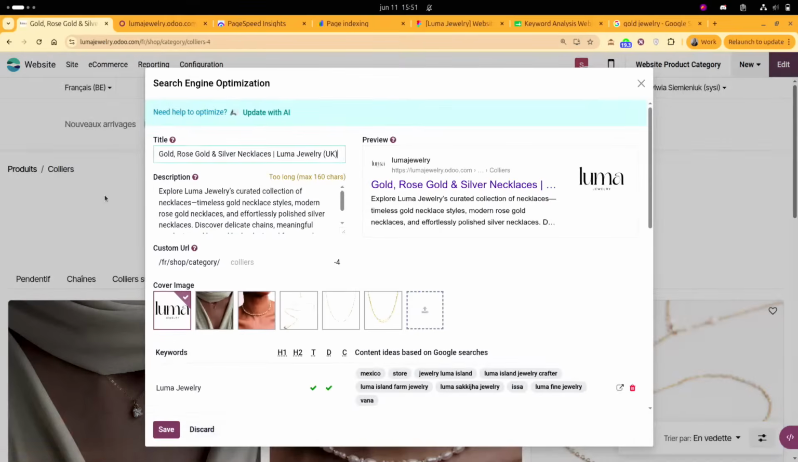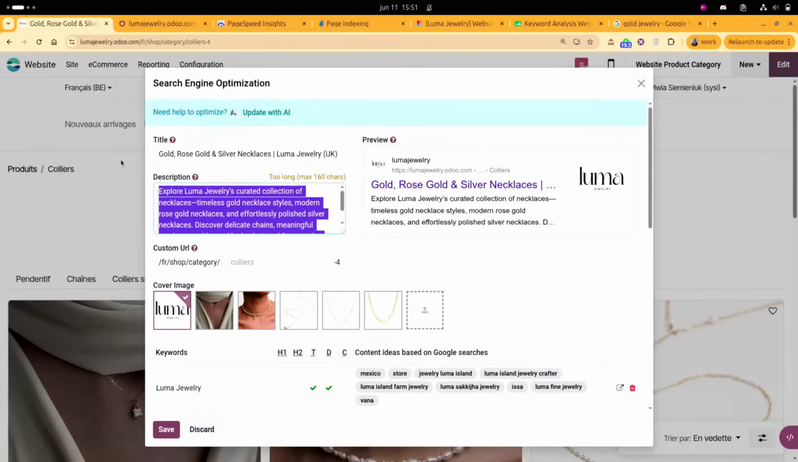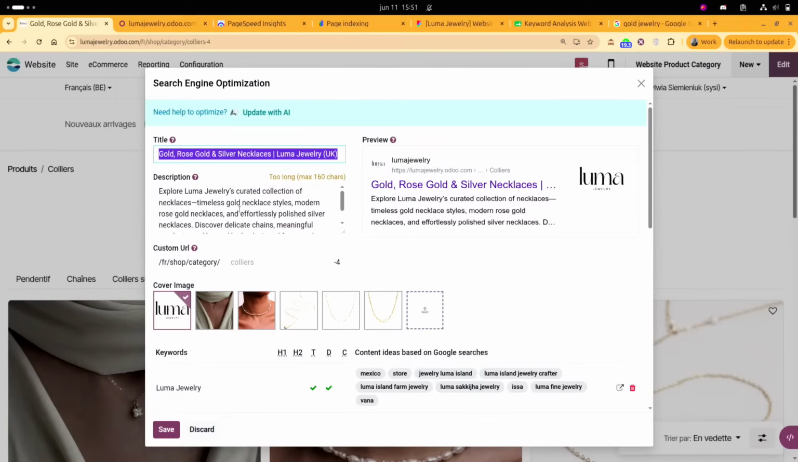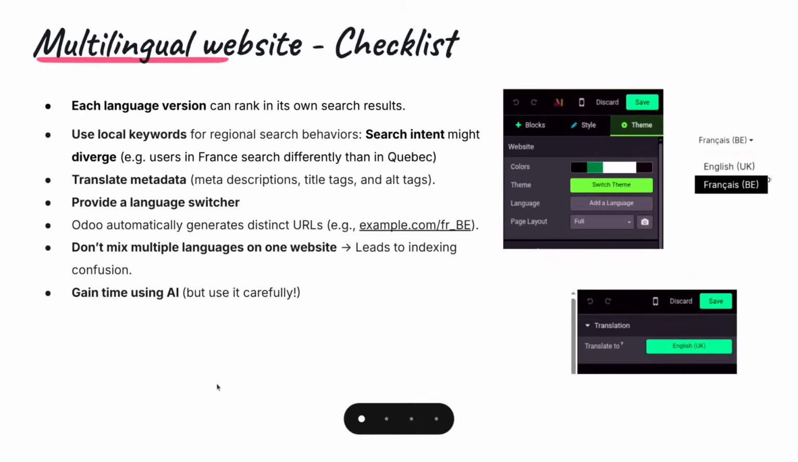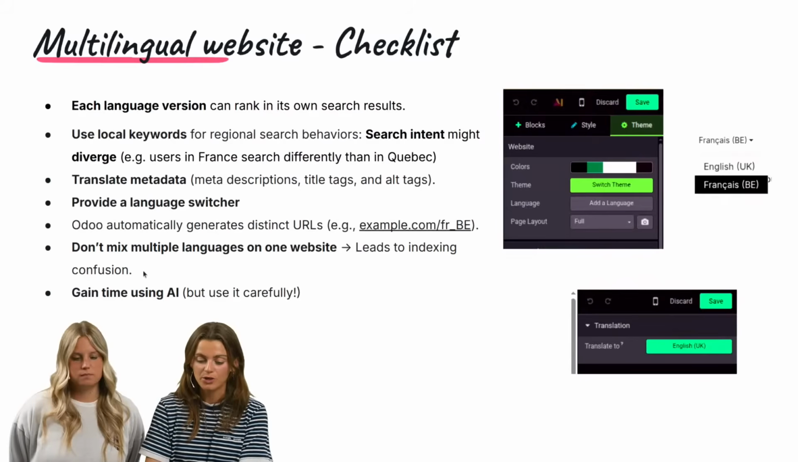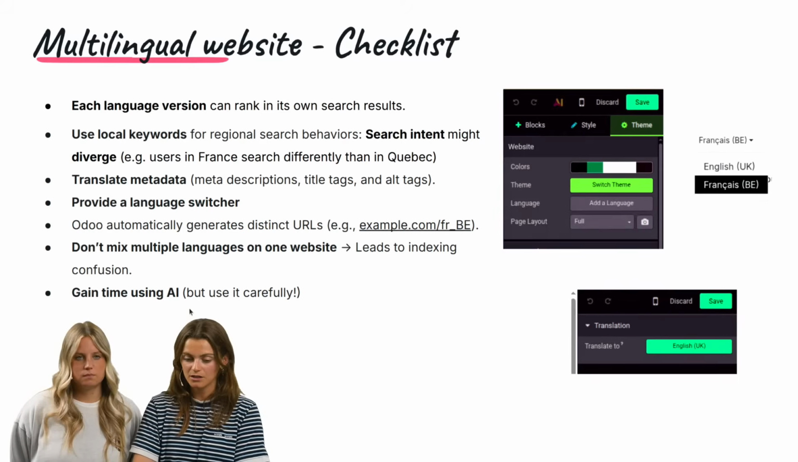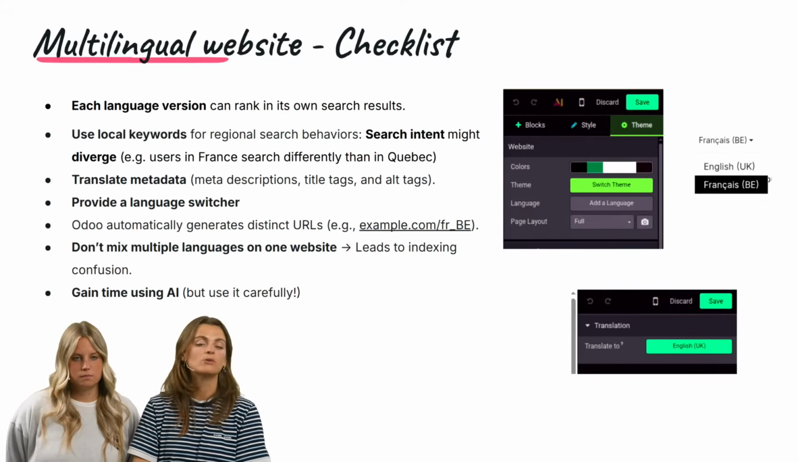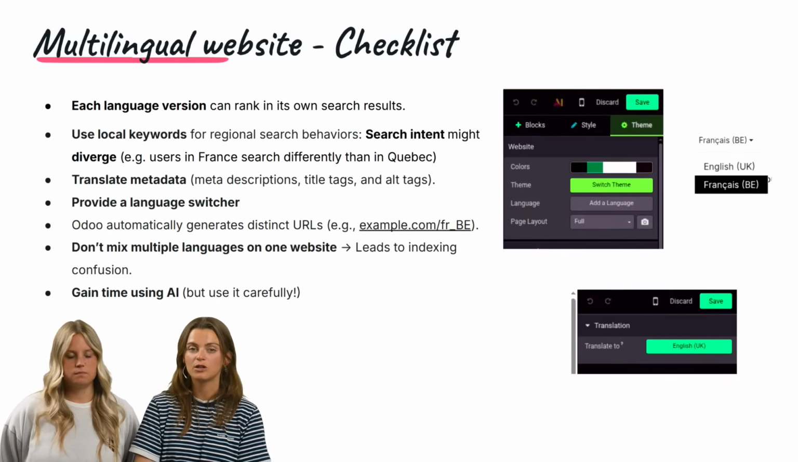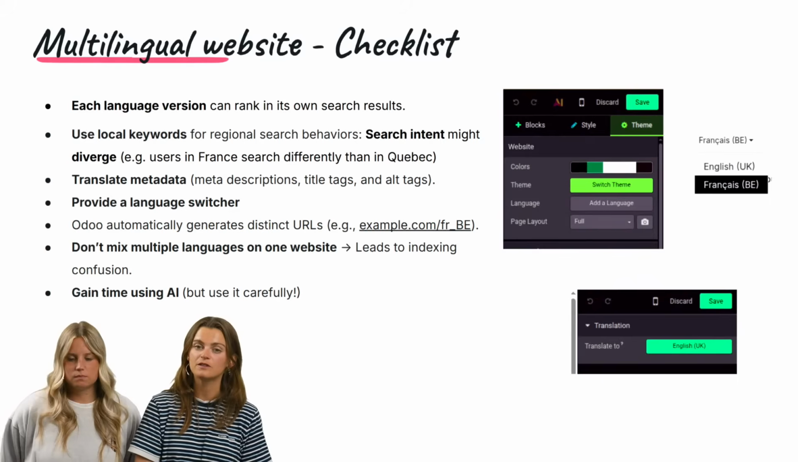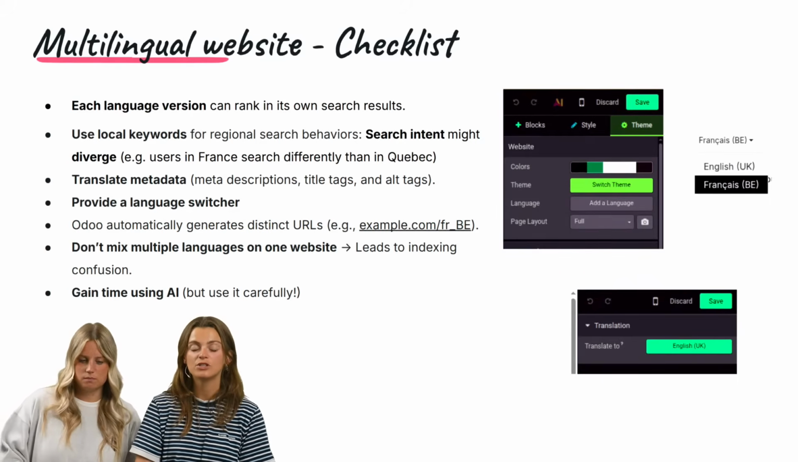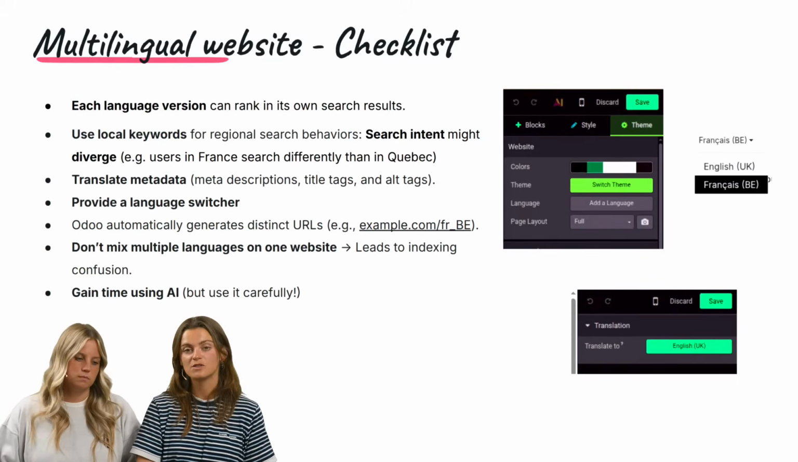You need to translate it too in this section while still being in the French version of the page. So here I should translate it. I'm not gonna do it, but I need to change it, and then it will translate the metadata for me automatically. Right. So for the rest, I think we've seen everything. Try to use local keywords, of course, because from one country to another, the words can be a bit different. The search intent might also diverge. So just pay attention to that.